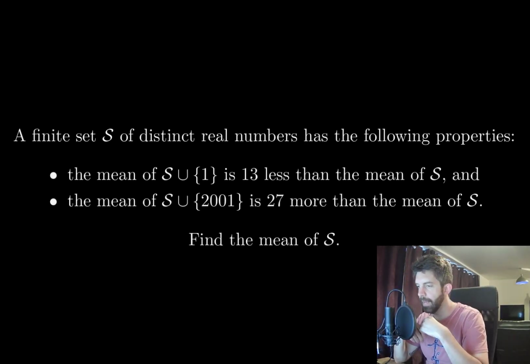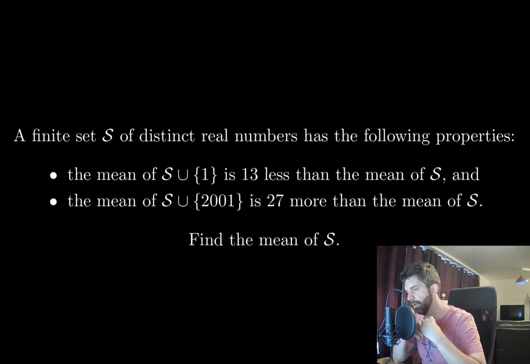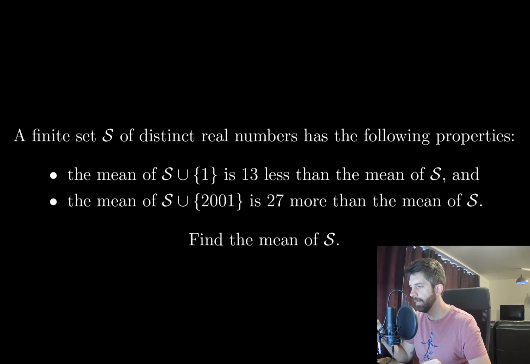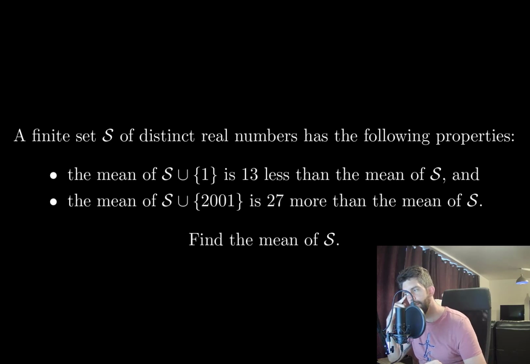A finite set S of distinct real numbers has the following properties. The mean of S union 1 is 13 less than the mean of S, and the mean of S union 2001 is 27 more than the mean of S. Find the mean of S.